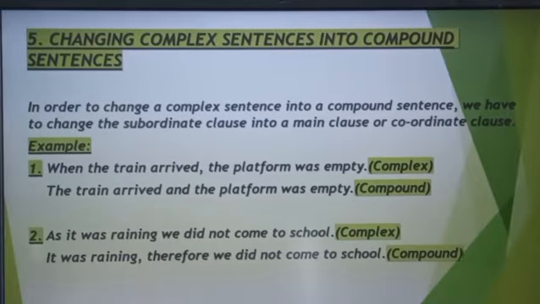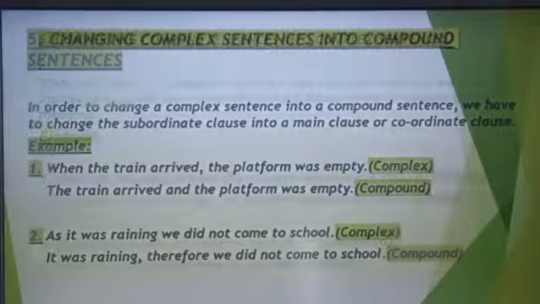Fifth type is changing a complex sentence into a compound sentence. In order to change a complex sentence into a compound sentence, we have to change the subordinate clause into a main clause or a coordinate clause. How does that work? Example: when the train arrived, the platform was empty. This is a complex sentence. How do you convert this into a compound sentence? The train arrived and the platform was empty. Second example: as it was raining, we did not come to school. It was raining, therefore we did not come to school. This is a compound sentence.